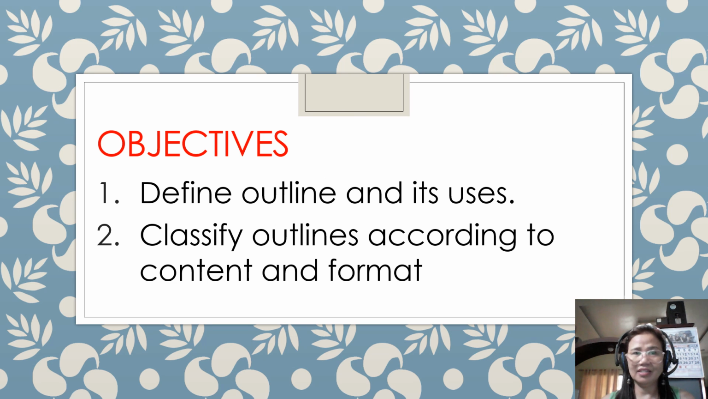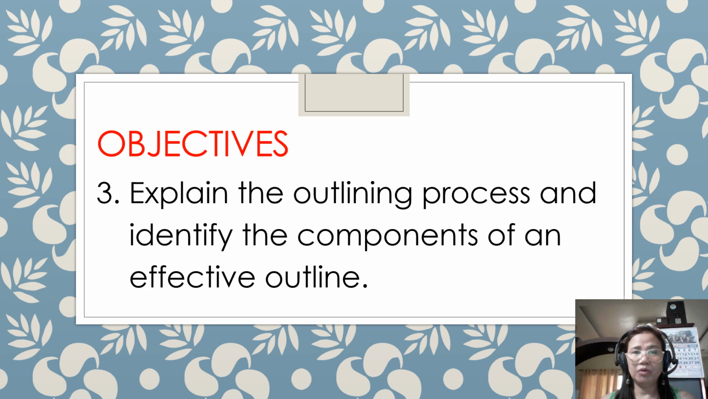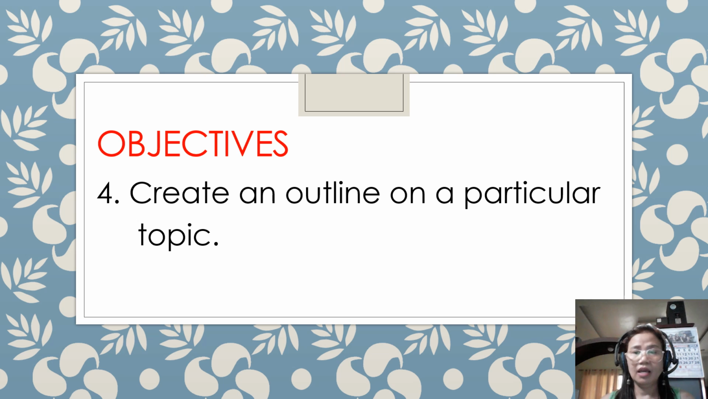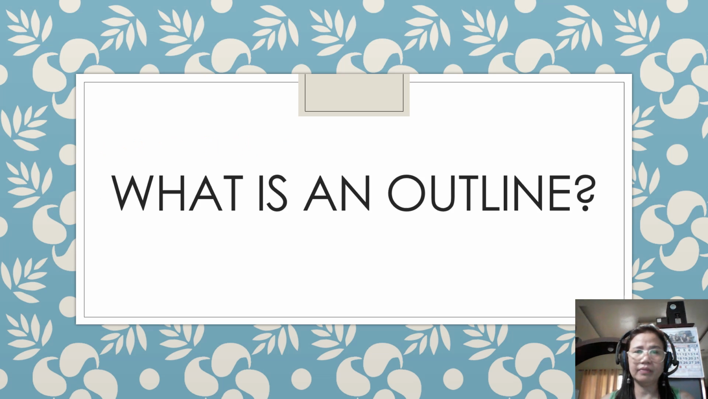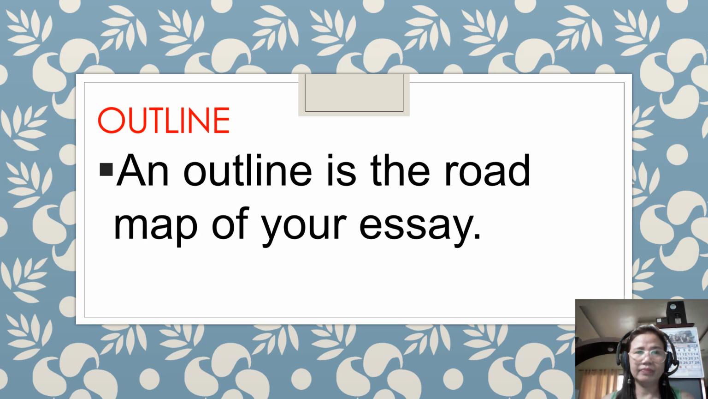For today's objectives, you should be able to define outline and its uses, classify outlines according to content and format. Number 3, explain the outlining process and identify the components of an effective outline. And number 4, create an outline on a particular topic. Let's first identify what is an outline.